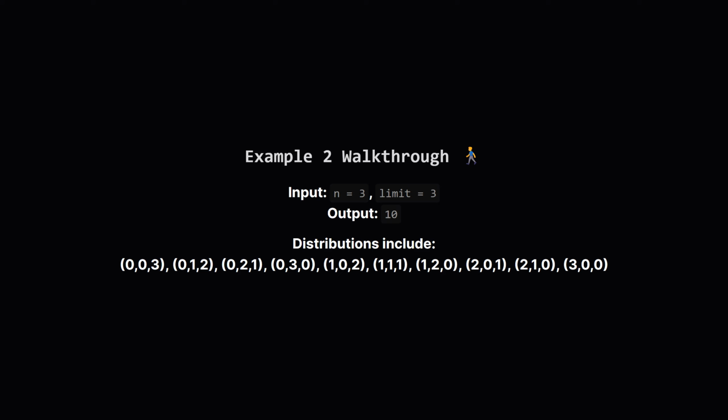3 ways. If child 1 gets 2 candies, 1 is left. That could be 2, 0, 1, or 2, 1, 0. 2 ways. And if child 1 gets 3 candies, 0 are left. So, 3, 0, 0, 1 way. Adding those up, 4 plus 3 plus 2 plus 1 gives us 10 ways. And indeed, the output is 10.